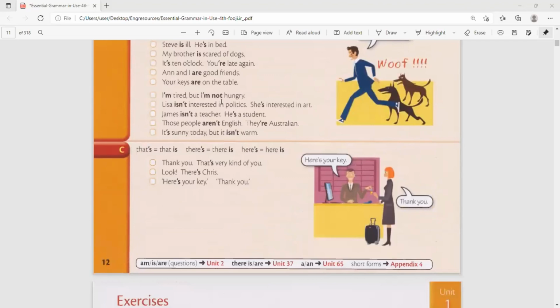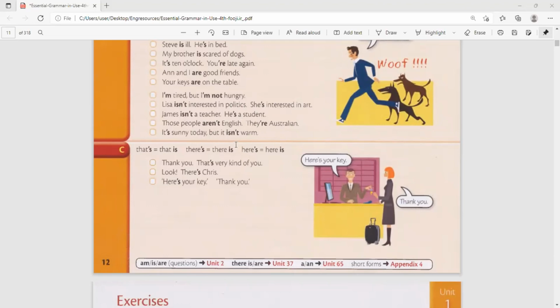I am tired, but I'm not hungry. Is it negative? I'm not hungry. Lisa isn't interested in politics. She's interested in art. James isn't a teacher, he's a student. Those people aren't English, they are Australian. It is sunny today, but it isn't warm.